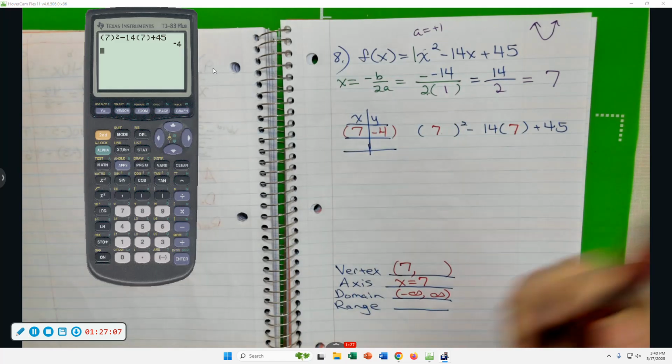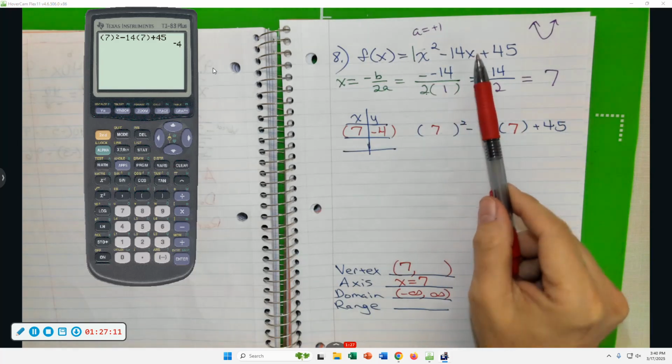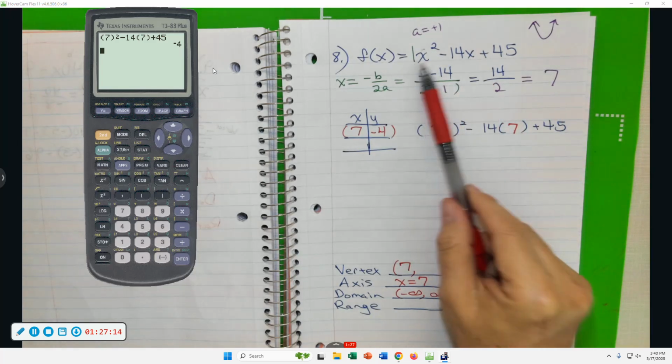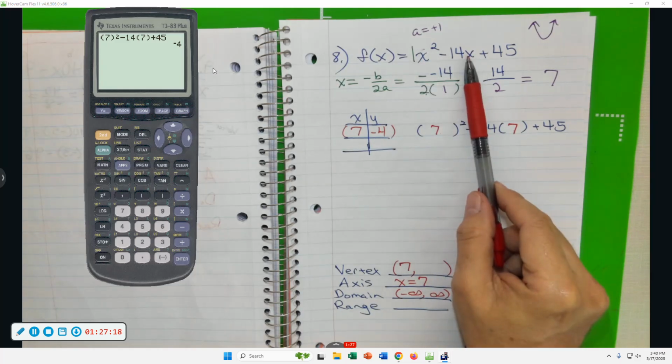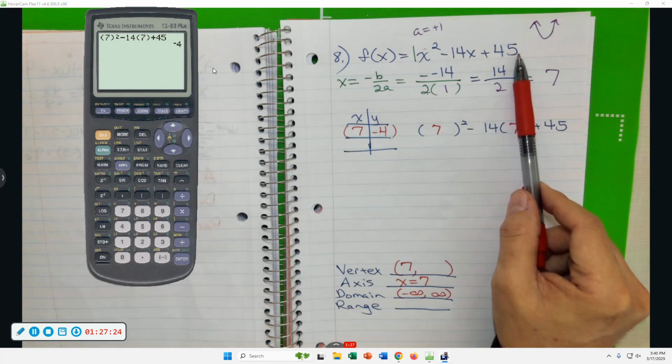0 would be easy to plug in, but if you did, what would you get for y? If you plug in 0 for x, we can make a generalization. If you plug in 0 for x in a quadratic function, that number right there will always be the y value. Do you think they'll let you move up 45 units?